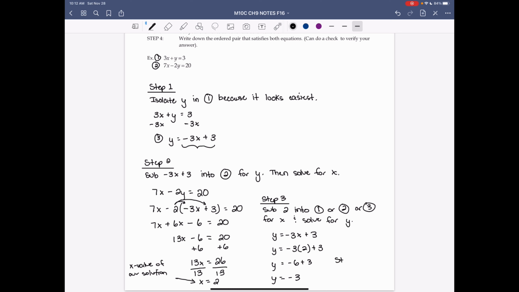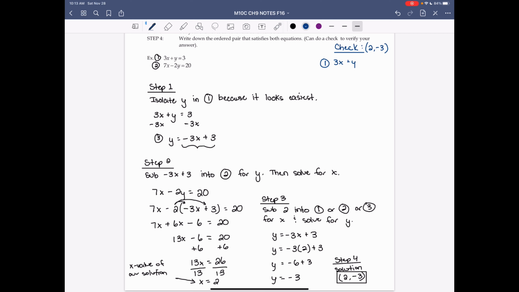So step 4 is the solution, which in this case, x is 2, y is negative 3. So that ordered pair is our solution. And just to be sure, we can do a check. Remember, I need to check the solution in both equations of the system. So our solution is 2, negative 3. Let's check that in number 1 first.